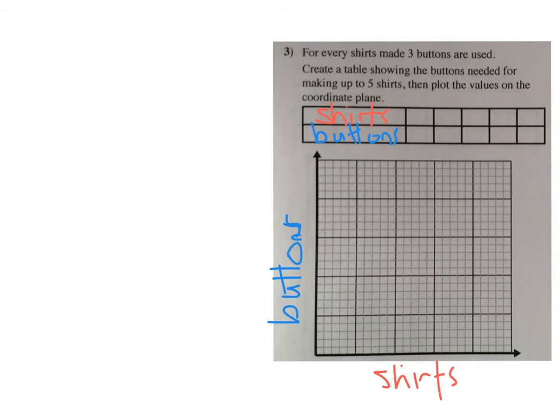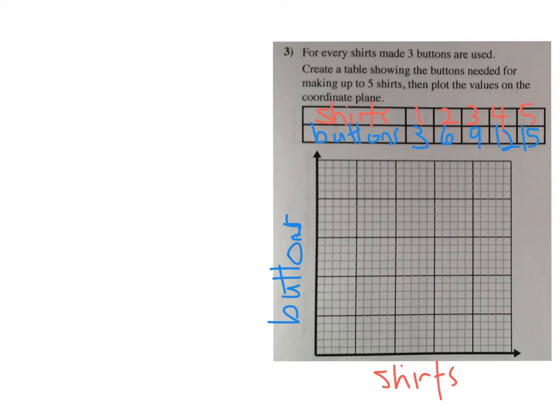So the shirts, it says for making up to 5 shirts. So we're going to go 1, 2, 3, 4, 5. So up to 5 shirts. If that's the case, then how many buttons will he have? Well, for the first shirt, we'll have 3. For the second shirt, add them up, you get 6, then 9, then 12, then 15. So now we're just going to plot these.